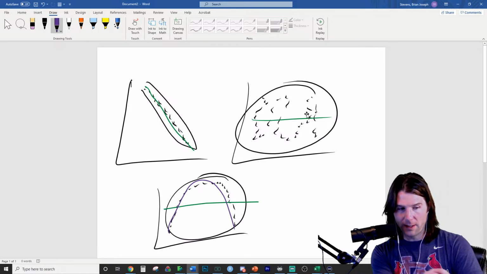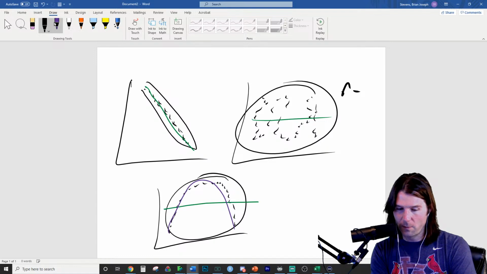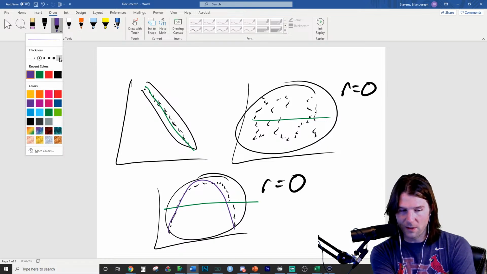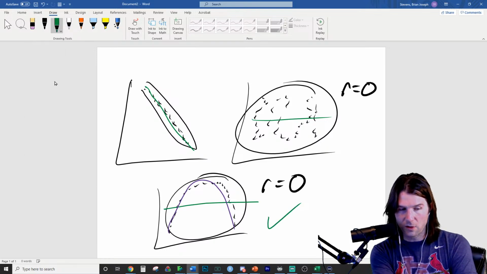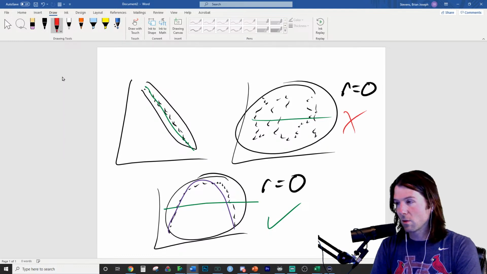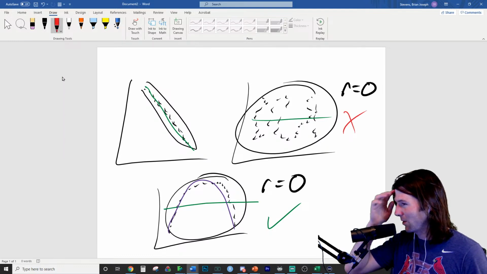So let's just put a note on that: the R for this one is 0 and the R for this one is 0. But this one has an association where the top one does not. So this one has some sort of association and the top one has no association. This is your perfect example of no association.